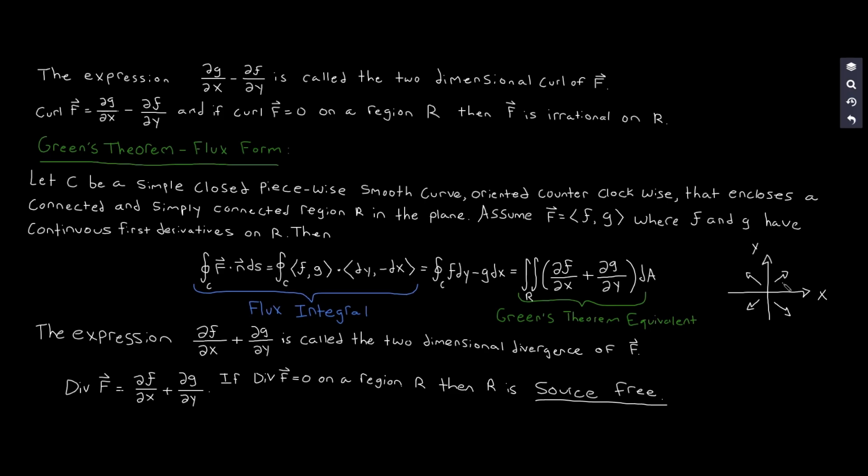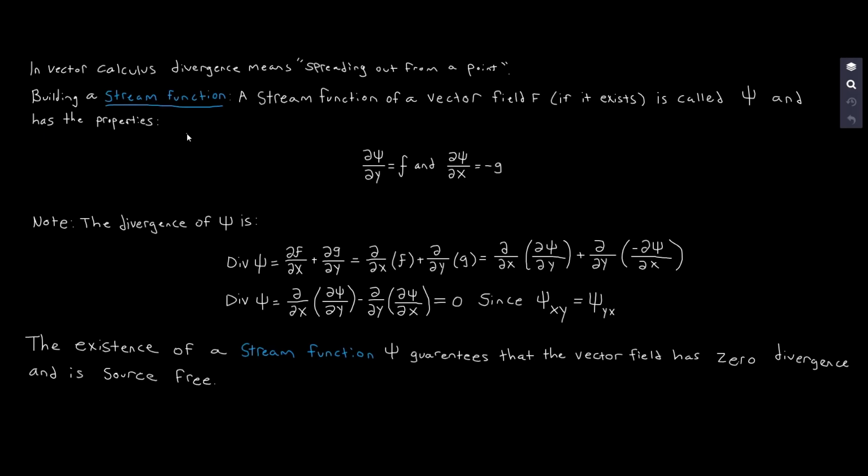Mathematically speaking, in this context, source free means that a region R has a divergence of 0 everywhere within it, indicating that the total net flux flowing out of any closed curve or surface in the region is going to be 0. Let's talk about stream functions. And of course, in vector calculus, divergence means spreading out from a point, so it's different in this context.